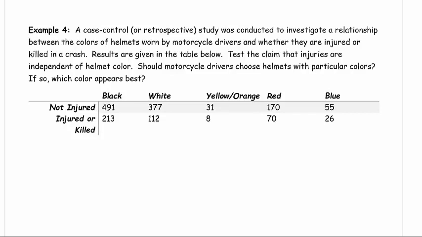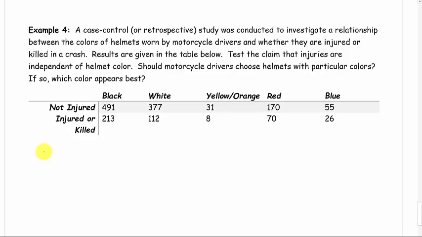So the first row in this table gives us the number of people that were not injured. So if you had on a black helmet, 941 were not injured, 377 if you had on a white, yellow/orange was 31, red was 170, and blue 55. Injured or killed for black was 213, white 112, yellow or orange 8, red 70, and blue 26. So go ahead and enter this into your table. So there are 5 columns and 2 rows in the table.